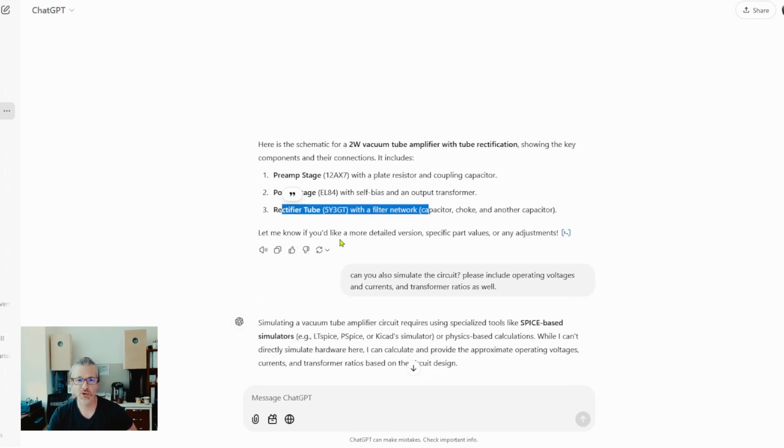And it said, let me know if you would like a more detailed version, specific part values, or any adjustment. Yes! So when you want AI to design you something, it's really interactive. I noticed, since ChatGPT came out, I've been experimenting with it, seeing what it knows about subjects. When you want to know about something, you ask questions to refine what it says.